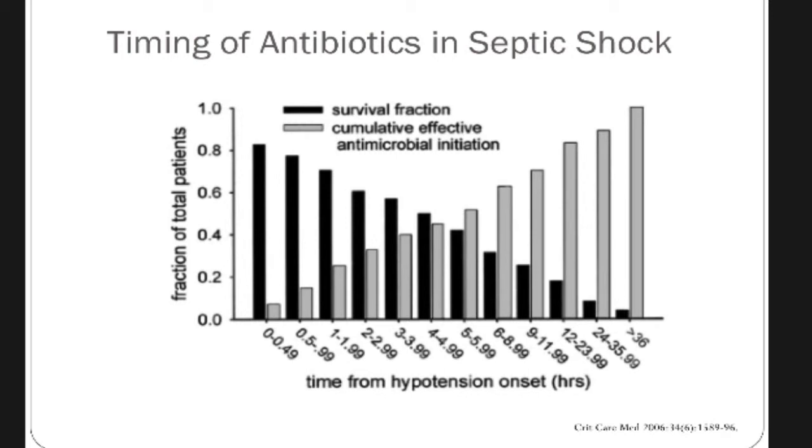And then the gray bars represent the cumulative fraction of patients having received effective antimicrobials at any given time point. So the far left shows that survival is the highest when antibiotics are initiated as soon as possible. And the more time that elapses from hypotension onset, you see survival decreases with each time interval by the black bars decreasing as you go along the x-axis.